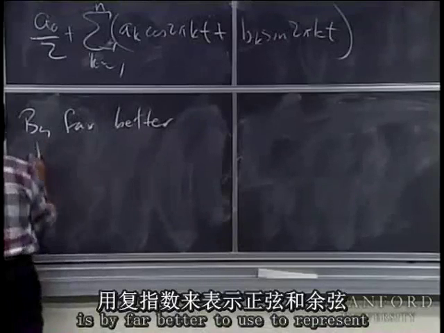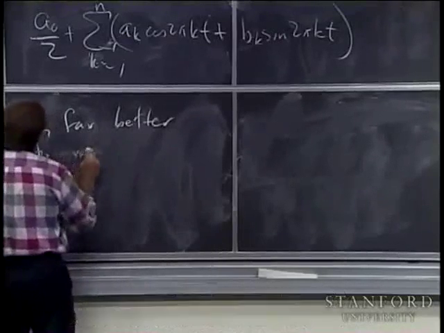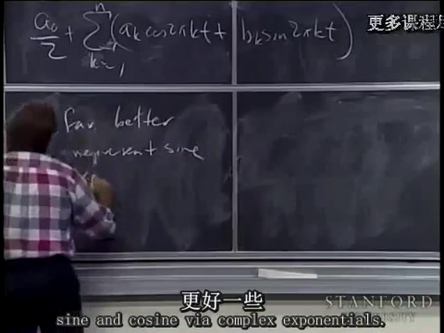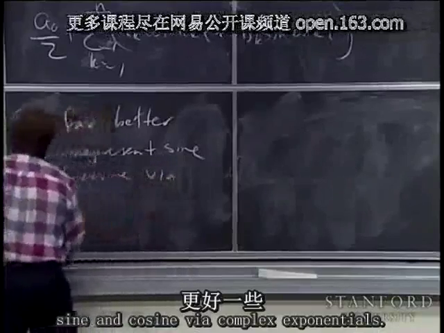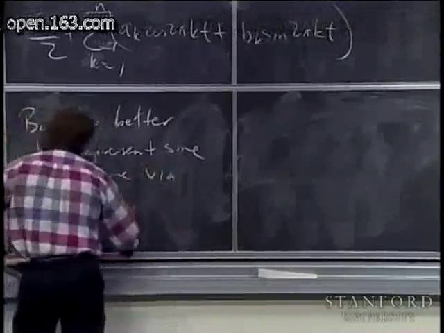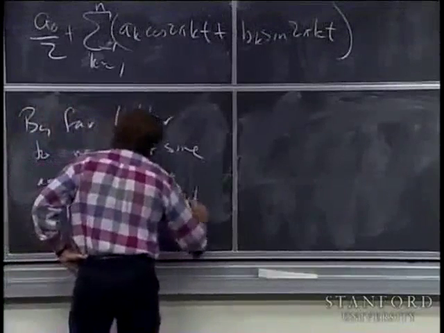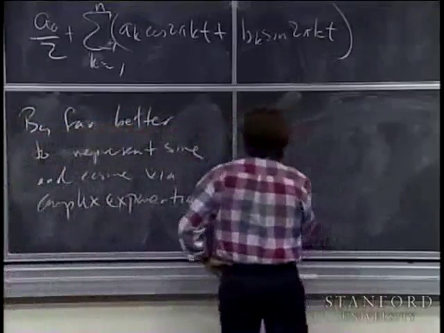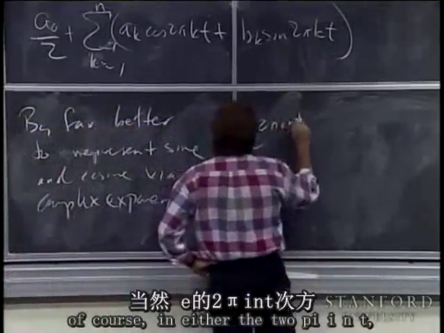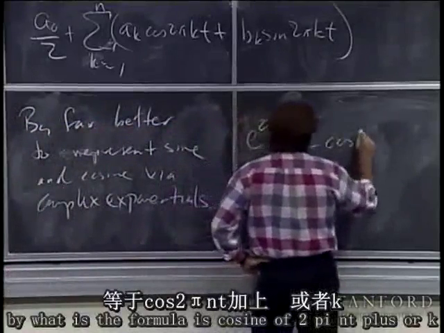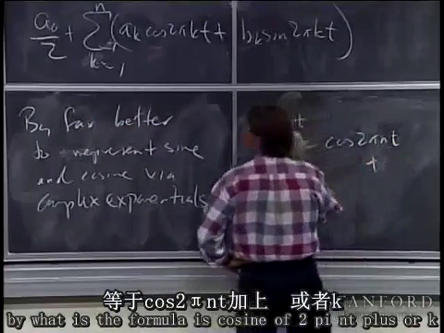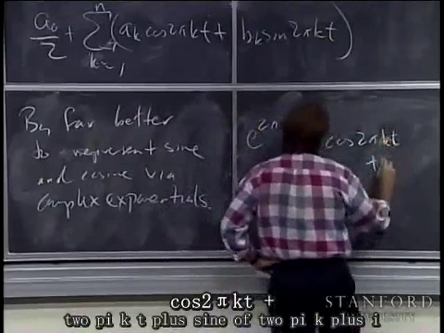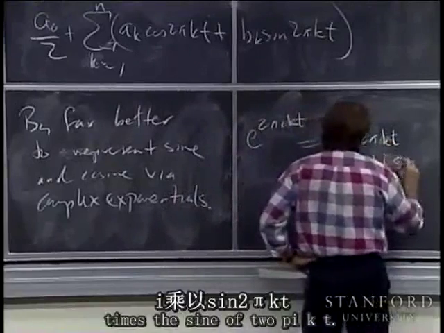It's by far better to represent sine and cosine via complex exponentials and write the sum that way. So what do I mean by that? Let me just remind you, of course, that e to the 2 pi i kt, by Euler's formula, is cosine of 2 pi kt plus i times the sine of 2 pi kt.